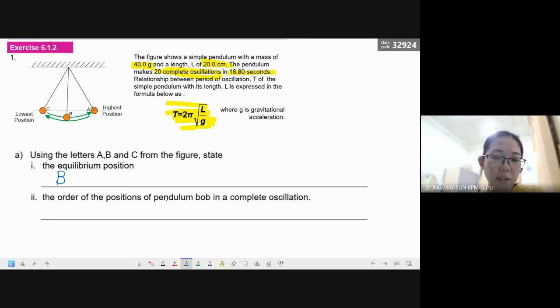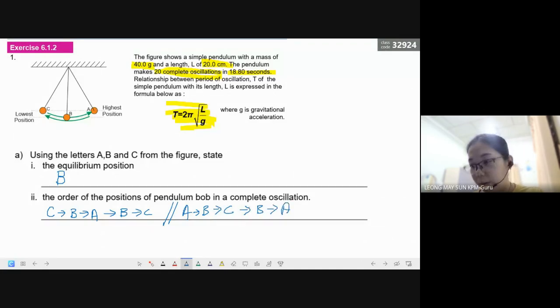The order of position of the pendulum in a complete oscillation. Now, complete oscillation means, if you recall in your experiment for paper three, it is moving from one end to another end. So in this case, you can start from C, B, moving to A, and then it goes back to B and back to C again. You can also answer starting from A to B to C, and then back to B and A again.